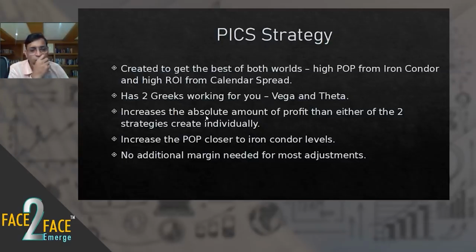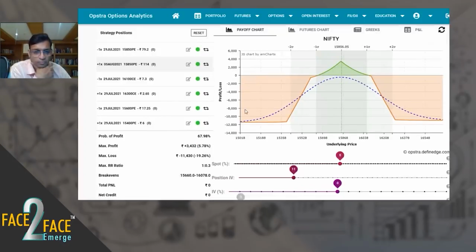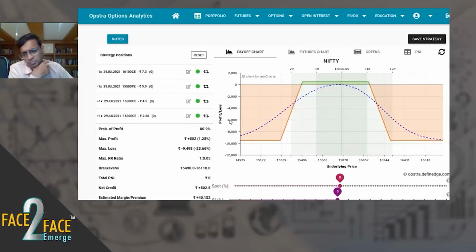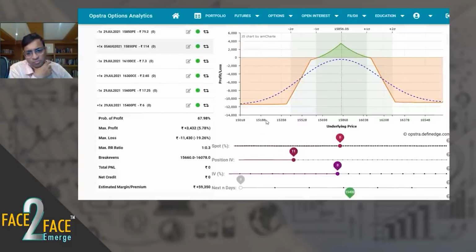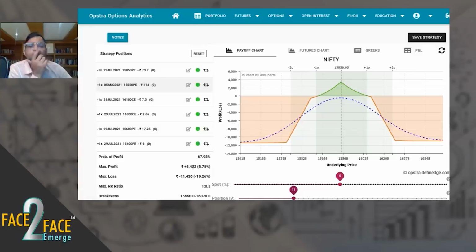The third advantage is, if you look at the absolute amount, the profit is more than either of the 2 strategies, which is what we've seen. In the iron condor, we were making only 500 rupees. In the calendar, we were making 2,400 rupees. But by combining both of them, we are able to make a larger sum, which is 3,400 rupees. So money-wise, you are making 3,400, which is more than the individual strategies combined.